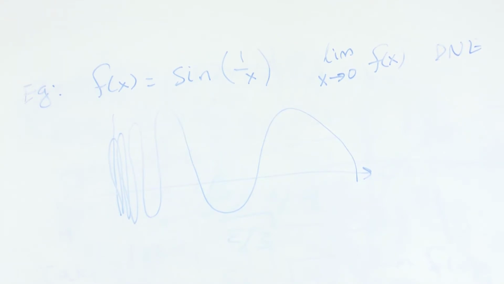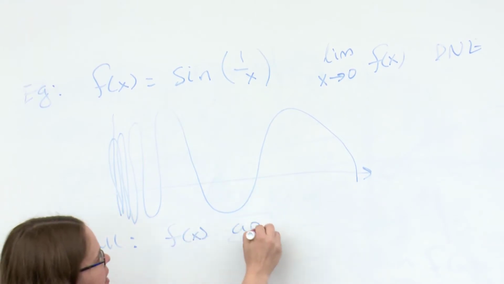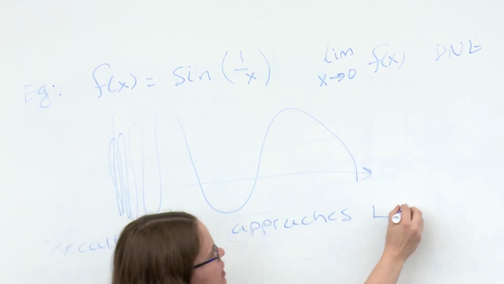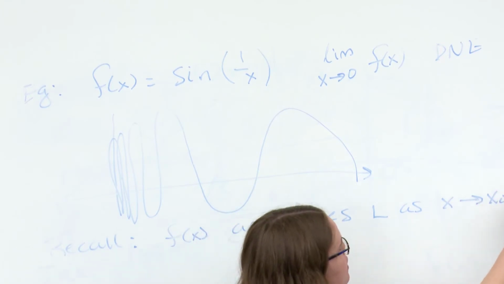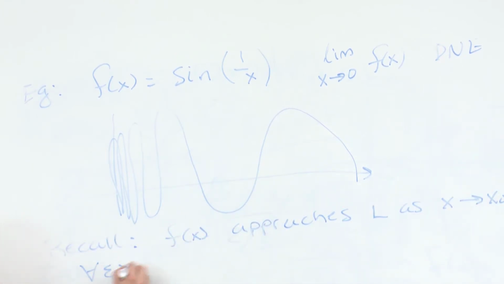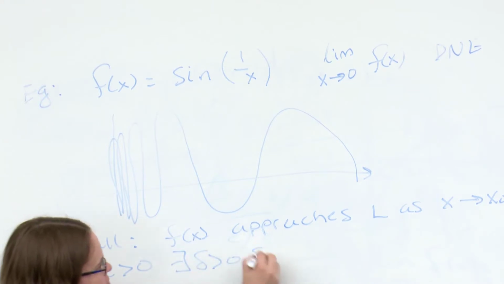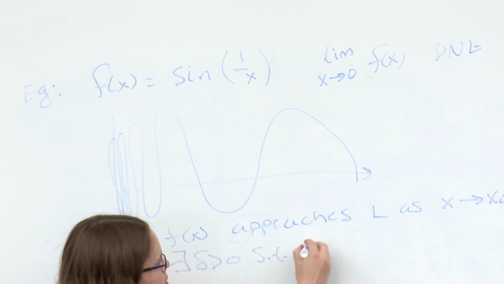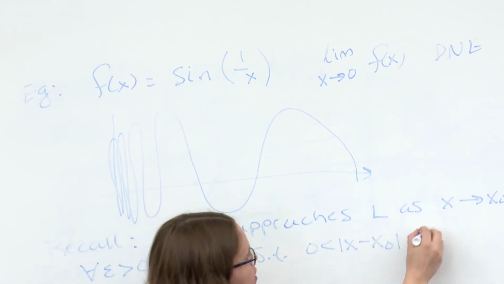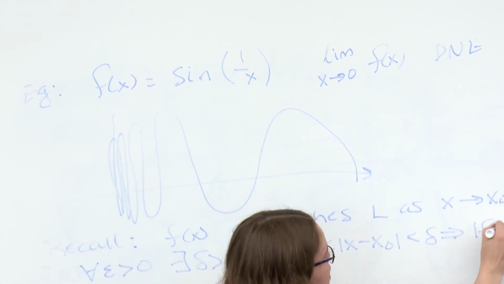Okay, so to hand wave, so let's recall the definition of the limit. Let's not hand wave first of all. Let's write things down precisely. Okay, so the definition of the limit: f of x approaches L as x approaches x0 if for every epsilon greater than 0 there exists a delta such that if x is in the right window, then f of x is in the right window.